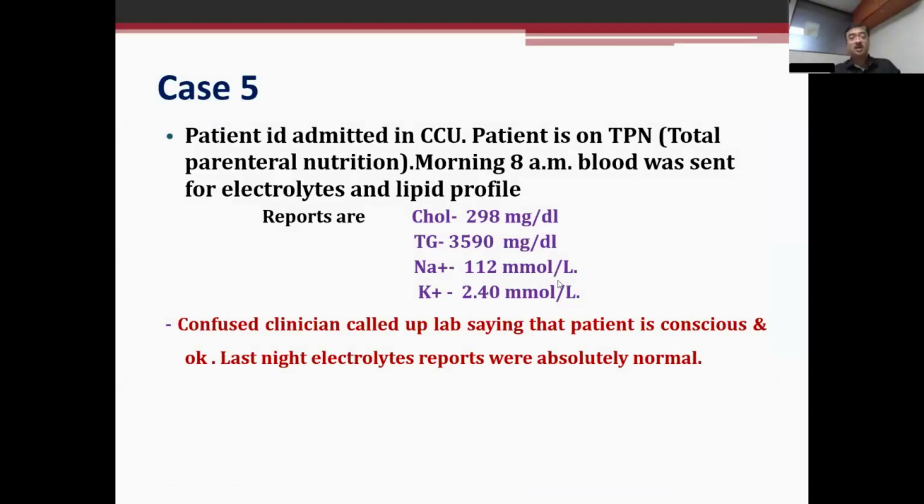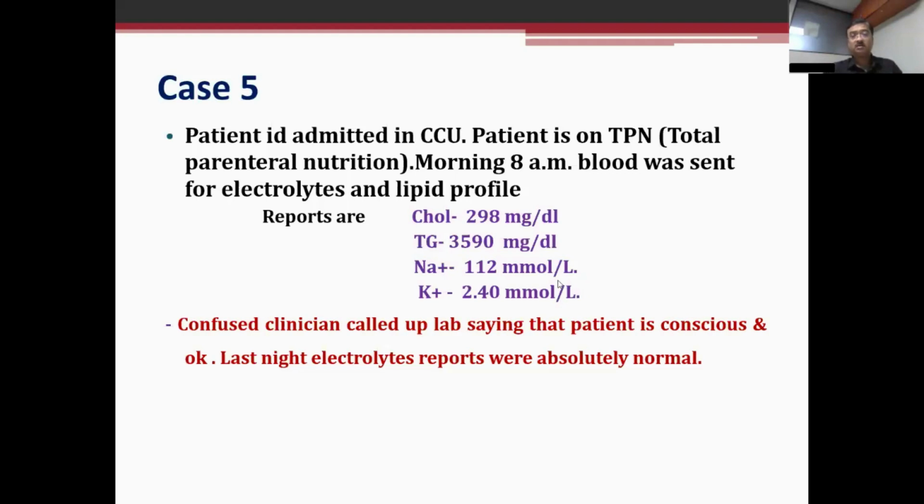Now, this is a very fantastic example. This is one of my favorite examples. I love to give this example. A patient admitted in ICU. This happened when I was just about 2 years into my professional career. The morning blood was sent at 8 a.m. for electrolyte and lipid profile.